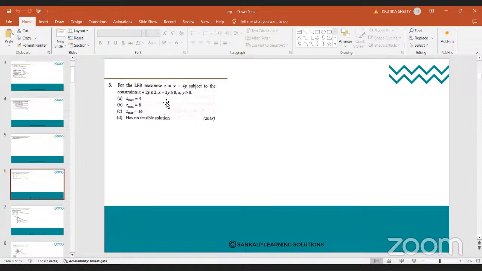See the constraints, x + 2y. Okay, so see how we can solve it. First I will explain the method and then we will go through the solution. See, pay attention.